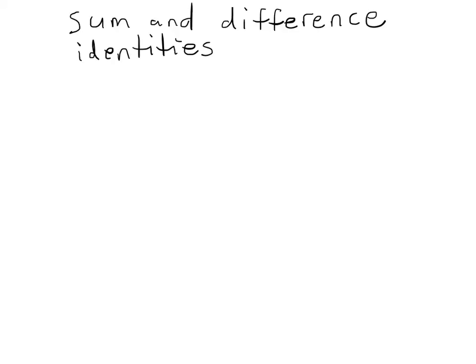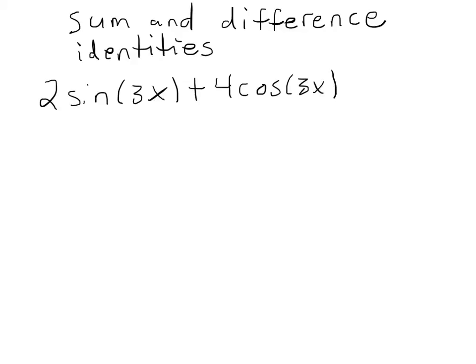So there were some questions about sum and difference identities. This one problem in particular, we've actually seen a question exactly like this on a test a couple tests ago. It gave us an equation, and the equation was something like this. I might mess up the numbers, but it was something like 2 sine of 3x plus 4 cosine of 3x. It gave us that function.